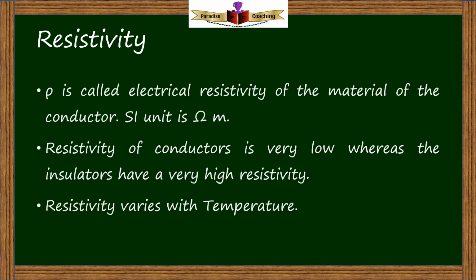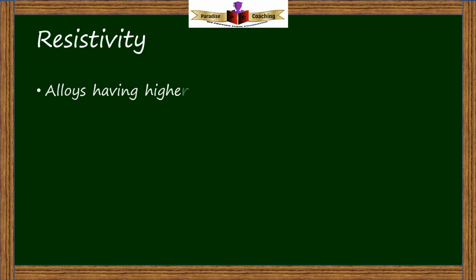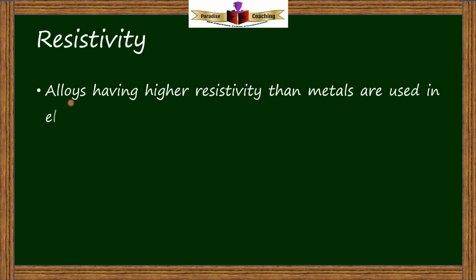Okay, so remember, resistivity of conductors is very low and insulators have a very high resistivity. So what can I do? I can have this picture now in front of me. Sometimes we are not using pure metallic conductors. Instead, we are using alloys also, which are a mixture of some metals. So as you can see here, alloys have a higher resistivity than metals.